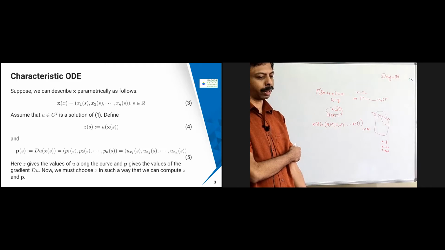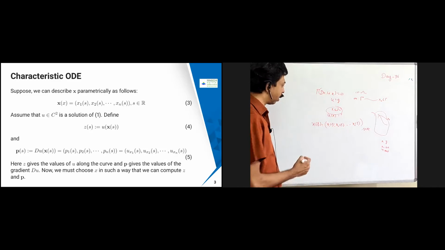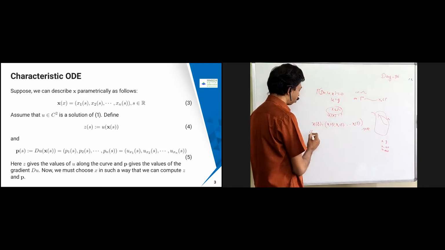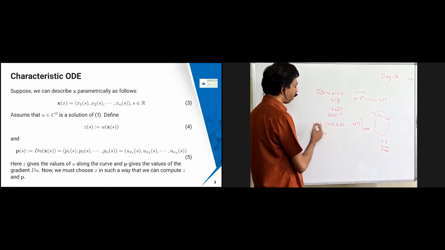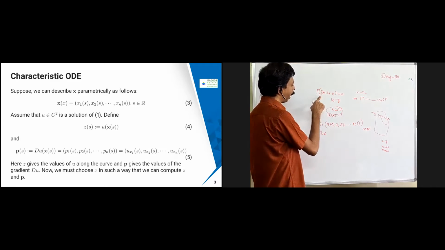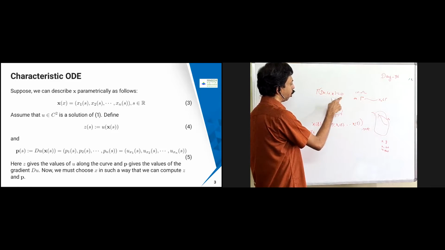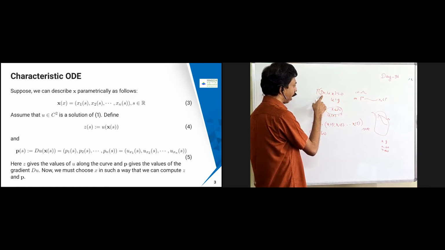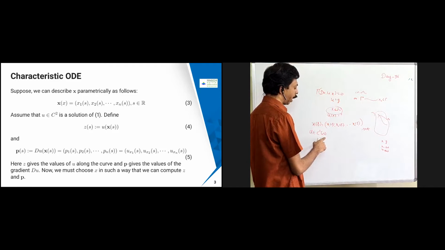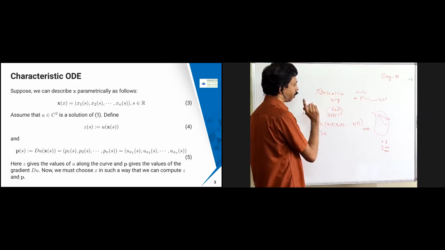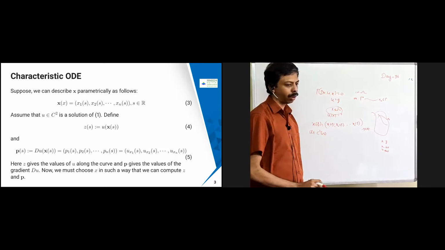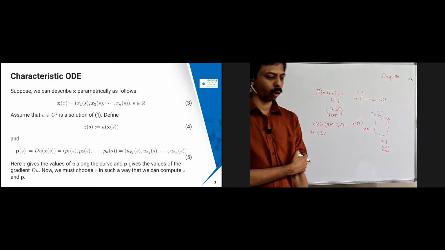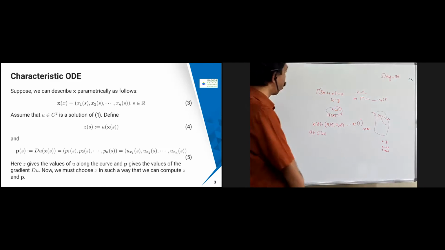So assume that this exists. Suppose we can describe x parametrically as follows: x of s equal to x of s. Now, the second assumption is that u belongs to C2 of Omega. This is an over-assumption, because what I require is du/dx equal to 0 only. That means for this problem, u belonging to C1 of Omega is sufficient, because one-time differentiable and continuous is sufficient. But I'm going to make more assumptions that u belongs to C2 of Omega. This is a solution of 1.